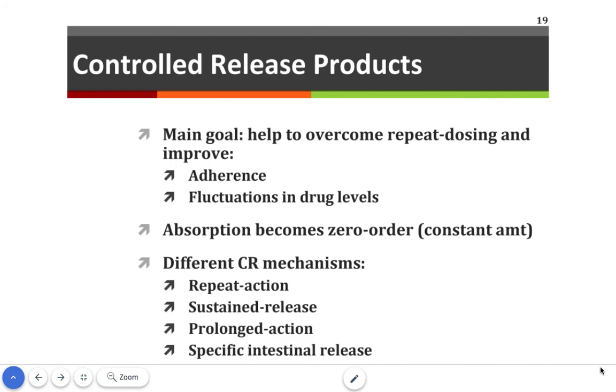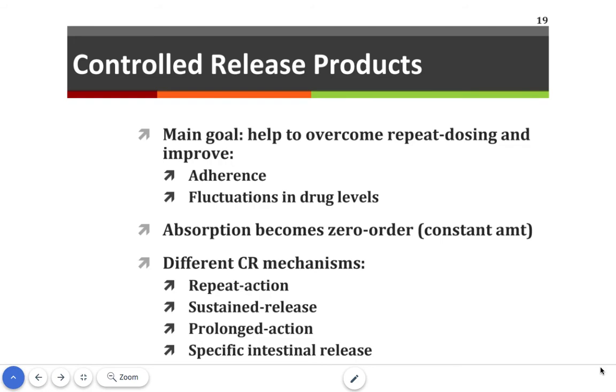Many times, apart from a drug being given orally via a conventional immediate release dosage form, drugs will be formulated as controlled release products as well. The main goal when designing controlled release products is to help to overcome repeated dosing and to improve adherence and to prevent drastic fluctuations in drug levels. If these fluctuations can impact drug performance, then it is desirable to have the plasma level maintained within a narrow range over the period or duration of therapy, and hence controlled release products can be formulated to achieve this goal.